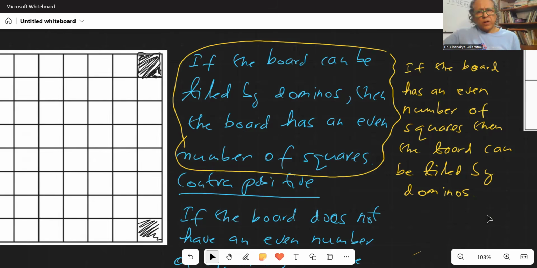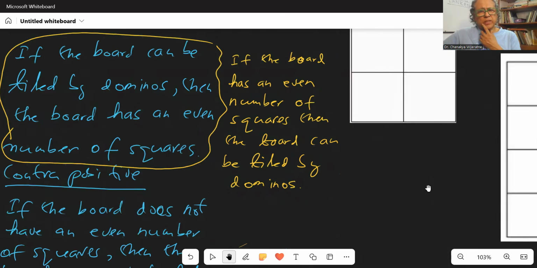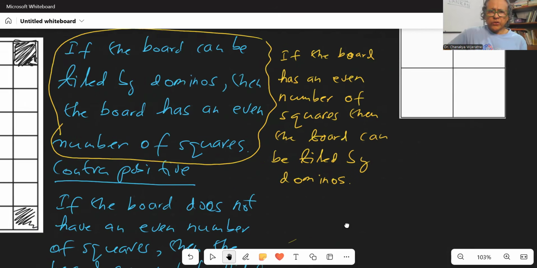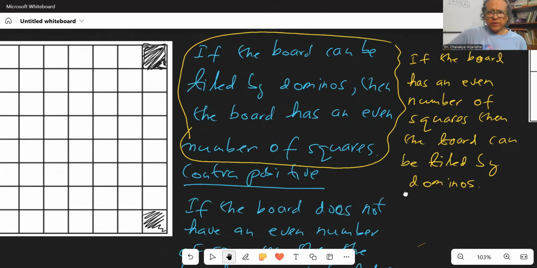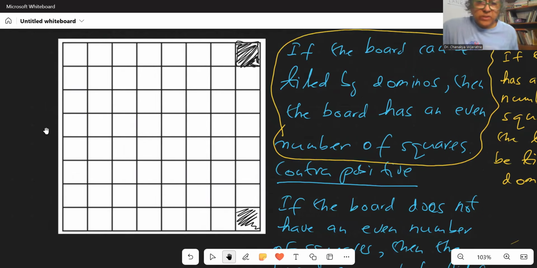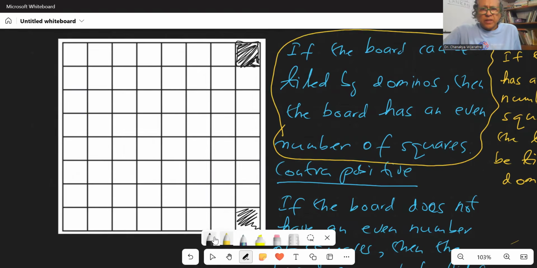Now, before thinking about this board, we can come up with smaller boards which have an even number of squares, and we can see whether those boards can be tiled by dominoes. We would actually use this chessboard, and then come up with smaller chessboards and see whether they can be tiled.